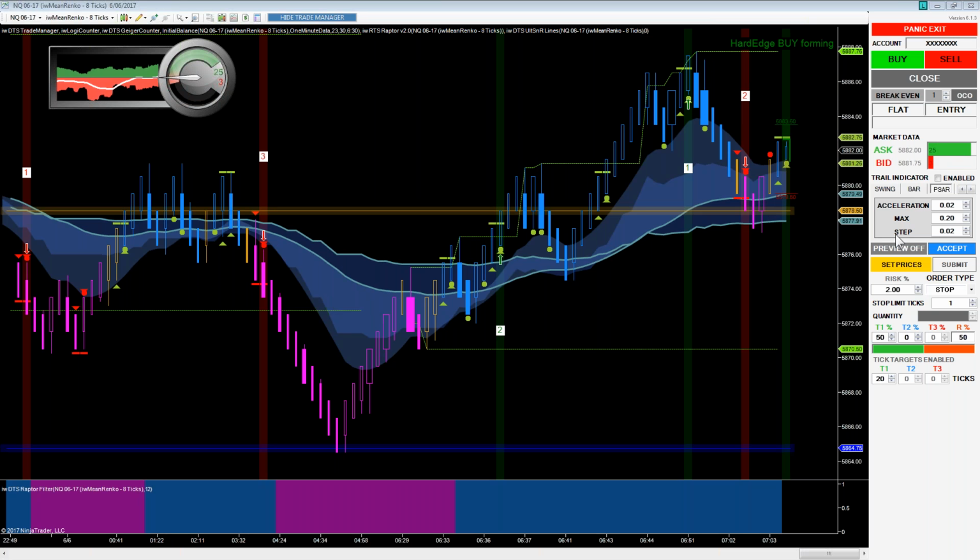All right, so here we're getting yet another buy signal. This now is our hard edge bounce that's trying to form. So the market is retreating to the hard edge. Remember, whenever we encounter the hard edge, we always anticipate a reaction.